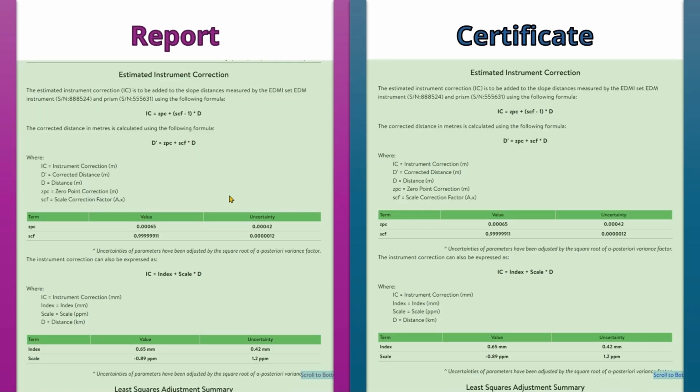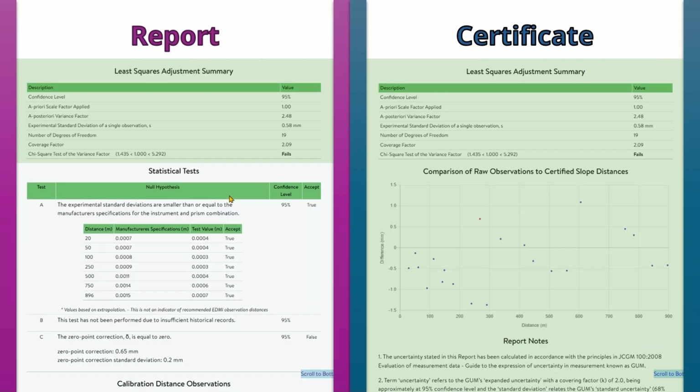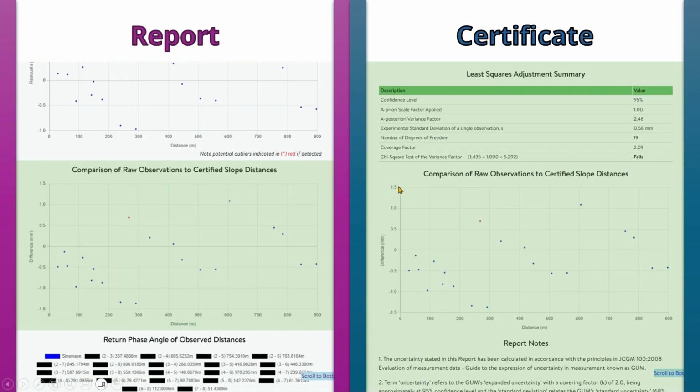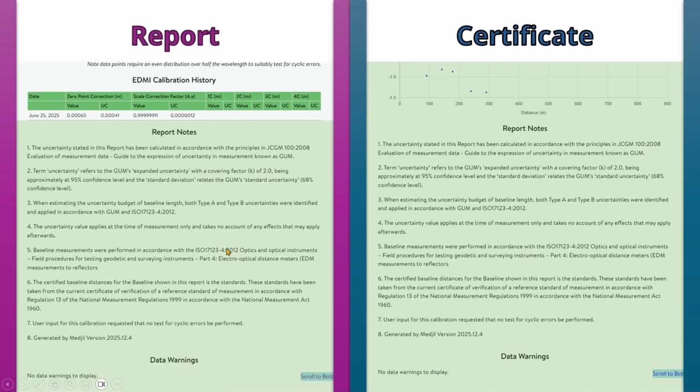Next, we have the instrument correction values, which are present in both. Then we have the least squares adjustment summary, which is present in both. And from here on out, the report has a pretty significant amount of information, which is not present in the certificate, which we'll look at a little bit later, but we'll just skip forward now. Towards the bottom of the report, we see this comparison of raw observations to certified slope distances in the report, which is also in the certificate. And then right down to the bottom, we have the report notes and data warnings. So that's the difference between the report and the certificate.